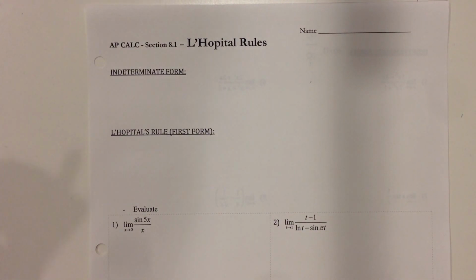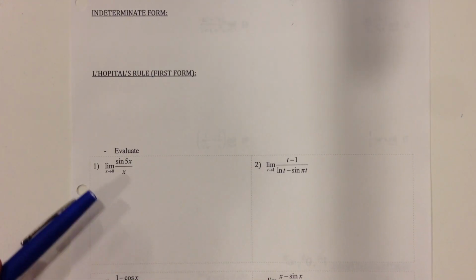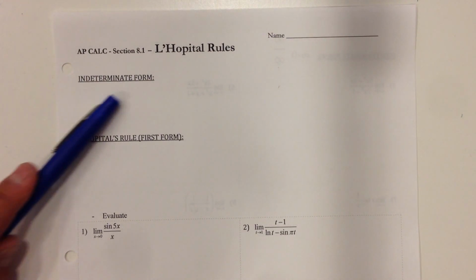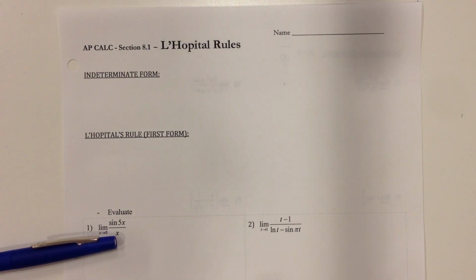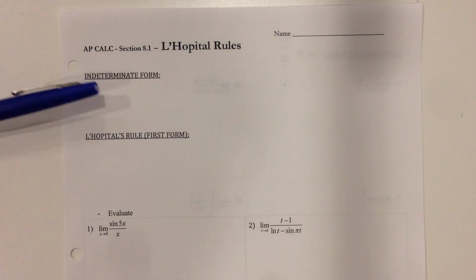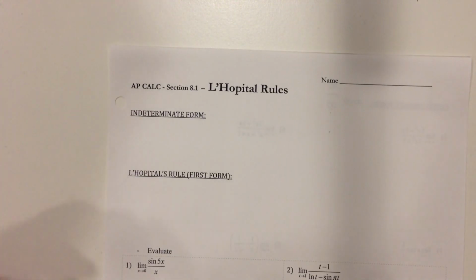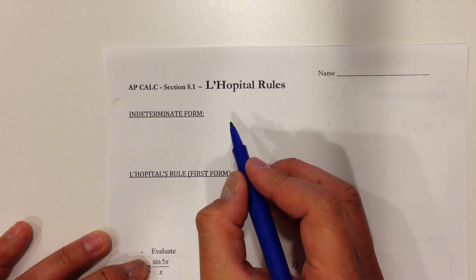Now, we begin by learning how to classify whether or not each of these problems is considered to be indeterminate form. A limit is considered to have indeterminate form when direct substitution yields 0 over 0. Let me show you what I mean. So let's talk about what is meant by indeterminate form.